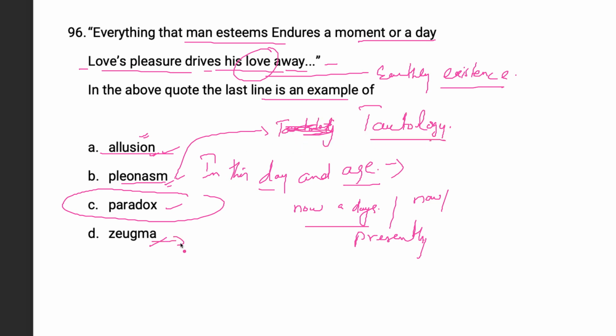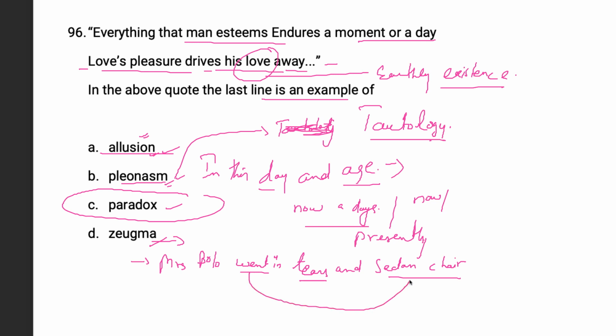Zeugma is joining together. It means joining together when we join two attributes with a single verb. However, the verb is applicable only to one attribute. If we say "Mrs. Bolo went in tears and sedan chair", the verb "went" is used for tears and sedan chair. However, it is logically applicable to the sedan chair. She went in a sedan chair, and at the same time she was also shedding tears. So it is wrongfully applied to tears as well. So when we join two attributes with a single verb, this is called zeugma. It is a Greek word and it means yoking together.